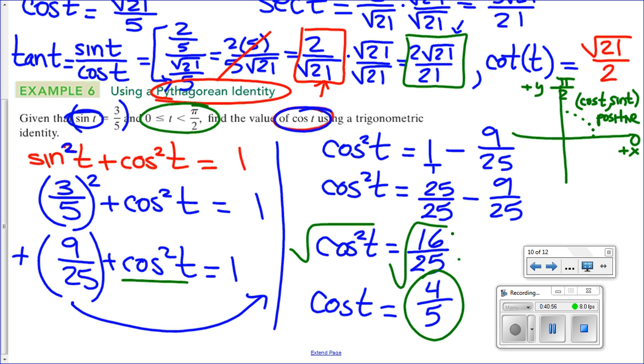Now, if the question had said something like, we want the cosine to be in quadrant 2, it's right here, we want the angle to be in quadrant 2, then we will have to do some adjustments. Okay, then the cosine will be negative instead. I know it's a lot of information, guys, I know.